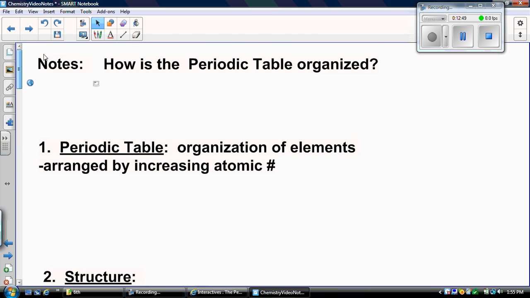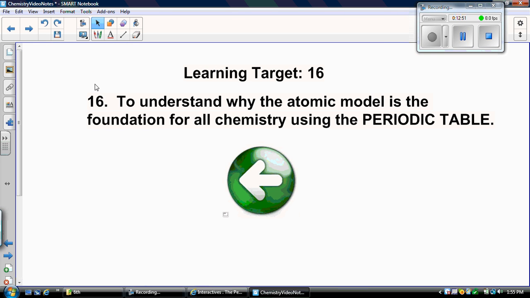So, hopefully after today, you should be able to look at that periodic table, tell me what the atomic number tells you, tell me what the atomic mass tells you. I should be able to give you an element like beryllium. You should be able to tell me how many protons, electrons, and neutrons that atom has. And based on that, you should be able to tell me why that helps us, that's our foundation for chemistry.